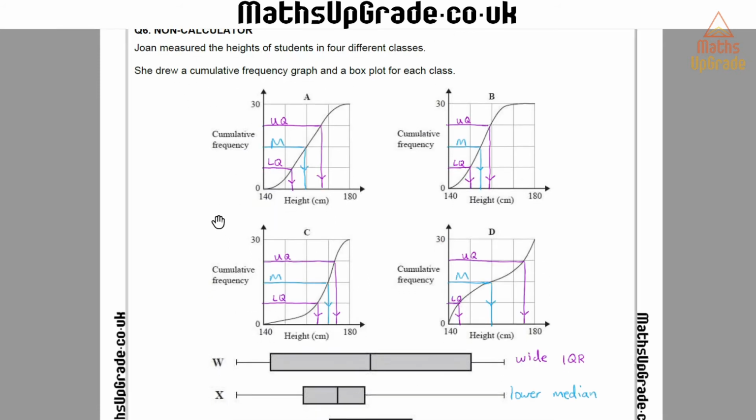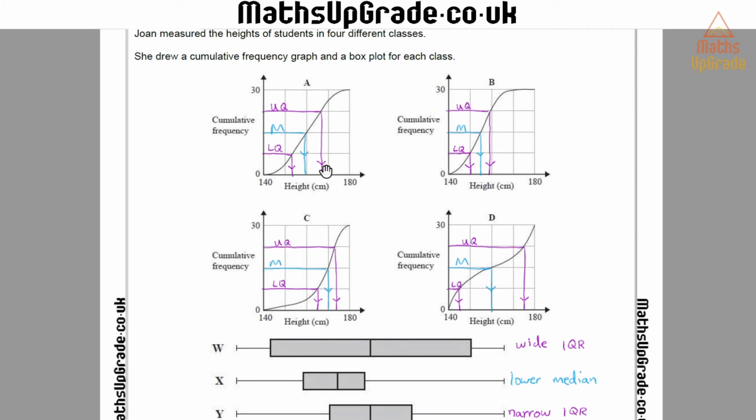So the median for each is given by the total cumulative frequency, which is 30 for each, divided by 2, and then going across from that value and then down and reading off the value. So for this median here, you can see it is directly in between the lower quartile and the upper quartile. We don't really need to know the exact value here. We can just see the lower quartile, median, and upper quartile are at roughly equal distances from each other.